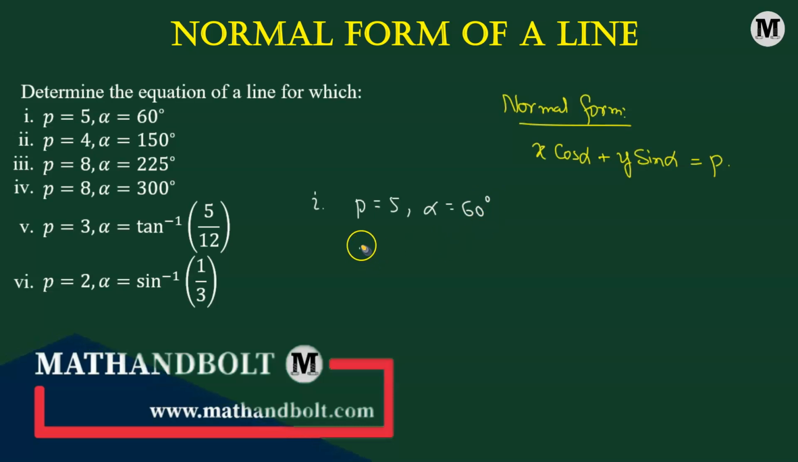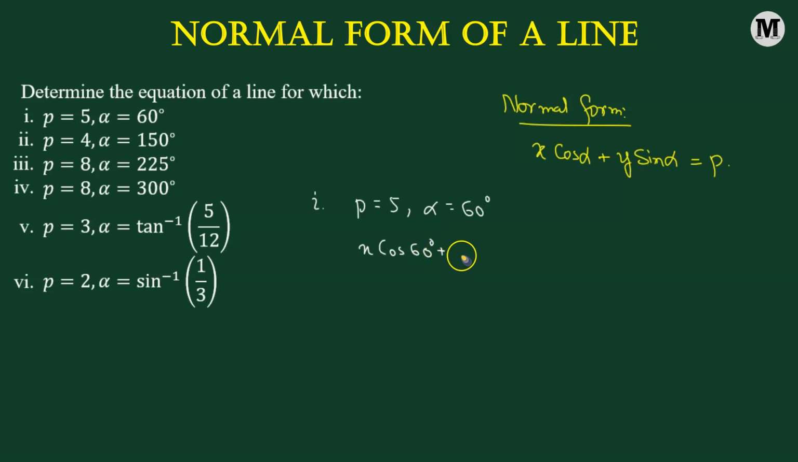That's quite straightforward. We have x times cosine of angle 60 degrees added to y times sine of the angle 60 degrees. That is going to be equal to 5. Now, what is the value of cosine of 60 degrees? That is simply 1/2. Added to y times sine 60 degrees, so that is going to be square root of 3/2, equals 5.